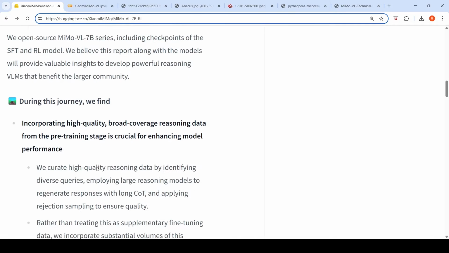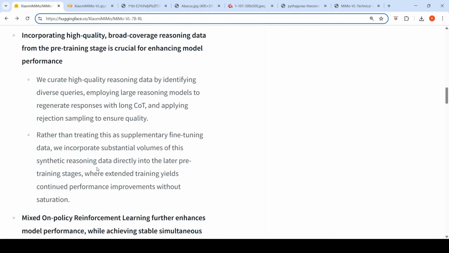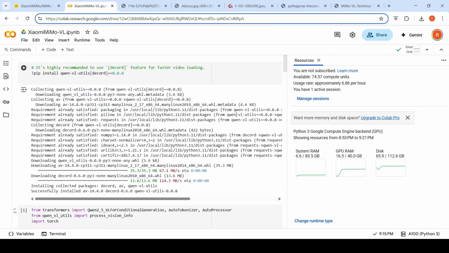Here they have compared the benchmarks and other things. What we will do is try this model in a Colab notebook on some visual reasoning tasks, and then we'll come back to the architecture. Let's go to our Colab notebook.